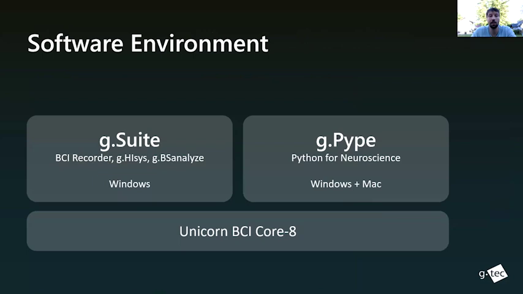As a software environment for our animal EEG, we offer a similar environment as for the human EEG with the BCI Core-8. So you can use it in the g.tec suite with the BCI recorder, HiSys, and g.BSanalyze on Windows, and also with g.Pipe that you have seen already throughout the spring school.